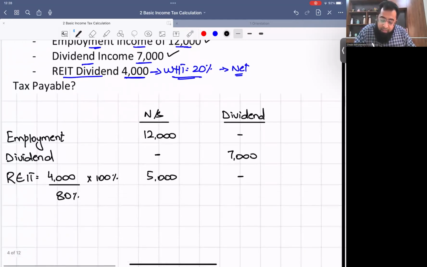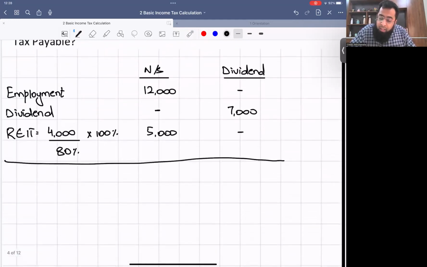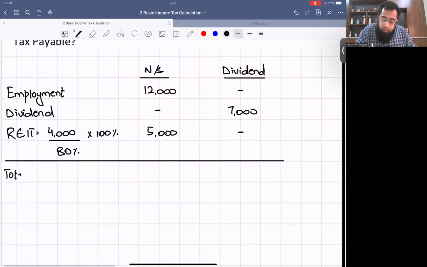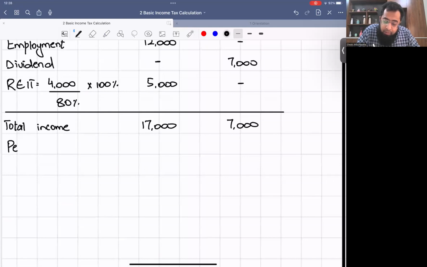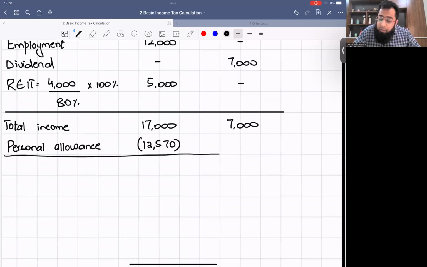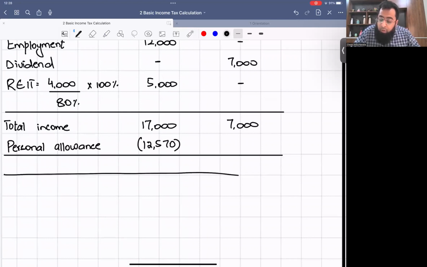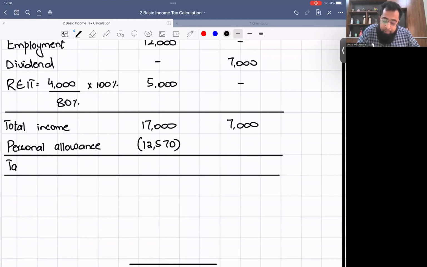Okay. Once we have classified the incomes, we will arrive at the value of total income, 12,000 plus 5,000. So here it's 17,000 and dividend is 7,000. Some basic revision of the previous class. Then we'll adjust the personal allowance in it. Personal allowance is 12,570 pounds. Once we adjust the personal allowance, we arrive at the value of taxable income. Okay. So what will be the taxable income?